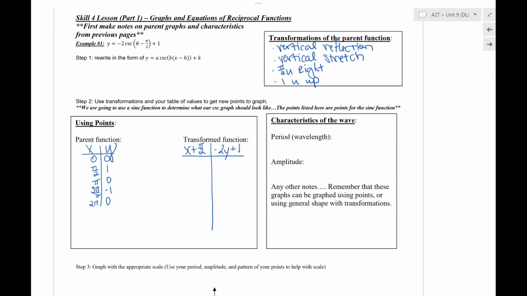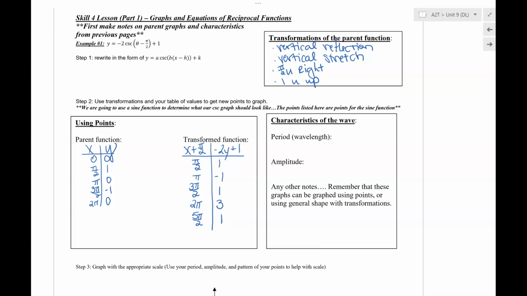If I plug 0 in for x, we get pi over 2. If you plug in pi over 2, you get pi. If you plug in pi, that becomes 2 pi over 2, and you add that to pi over 2, you get 3 pi over 2. 3 pi over 2 plus pi over 2 is 4 pi over 2, or 2 pi. 2 pi becomes 4 pi over 2 plus pi over 2, which is 5 pi over 2. Okay, if we plug in 0, we get 1. If we plug in 1, we get -1, and so forth. Fill that out with me, please.